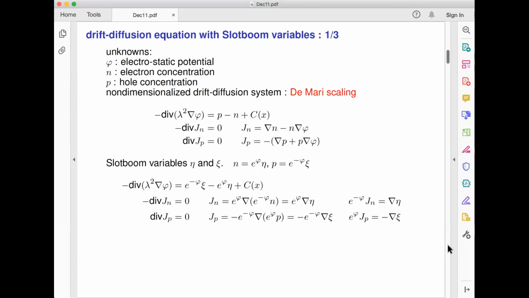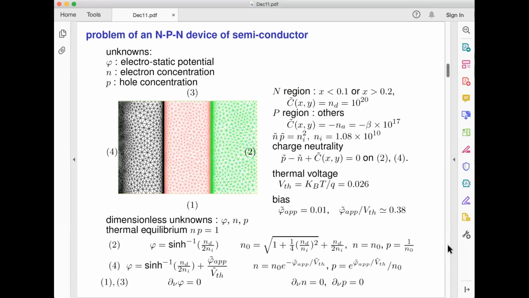At first, I briefly review the schematic of the NPN device. There are two different kinds of semiconductor. One is the n-rich region, and the other one is the p-rich region. The n-rich region means there are a lot of electrons in there, and the p-rich region has a lot of holes in there. And in each of these regions, there is a dopant substance added during the manufacturing process. And then we need to put boundary conditions.